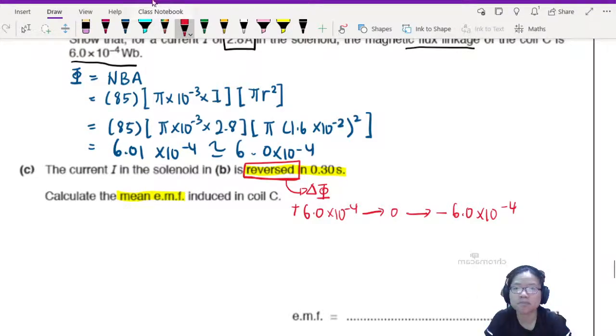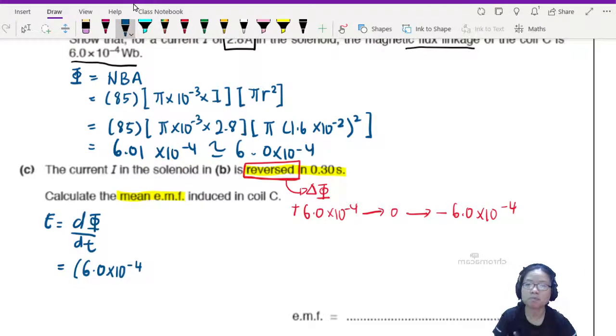So if you want to find the mean EMF, E, and you apply Faraday's law, E equals d flux over dt, please be aware that this change in flux is not 6.0 times 10 to the power of negative 4. This is merely the amount of flux. It is not the amount of flux that causes an EMF. It is the fact that your flux is changing that causes the EMF. So when your flux changes, you have EMF. And the flux didn't drop from 6.0 to 0. It dropped from 6.0 to 0 to negative 6.0.